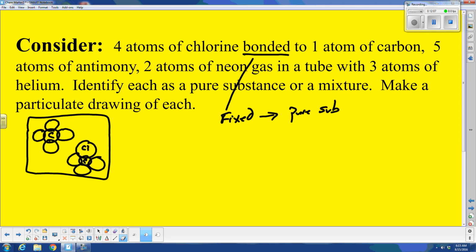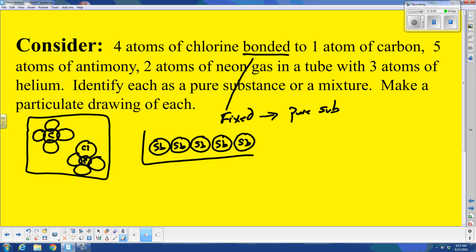Next, 5 atoms of antimony. By the way, antimony is Sb. So let's go with 5 atoms of antimony. They're not overlapping, they're not bonded, but they're just hanging out together. And so we'll put them in a line like this.